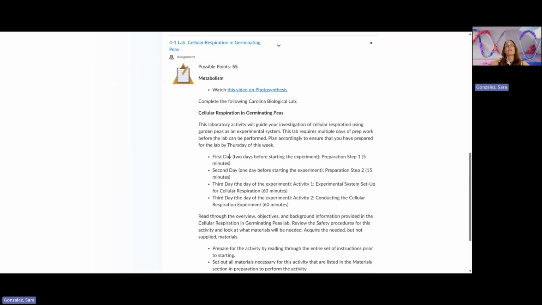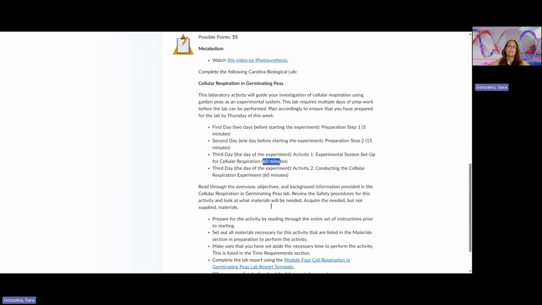The first day, 2 days before starting the experiment, you're doing a pre-prep almost, about 5 minutes. 1 day before you do the experiment, there's a preparation of about 15 minutes. The third day, this is the day that you begin your experiment. This is going to be about 60 minutes. And then the day of the experiment, another activity of about 60 minutes.